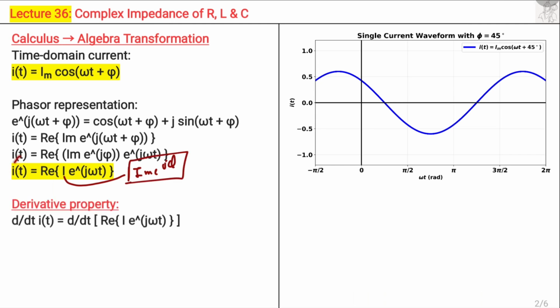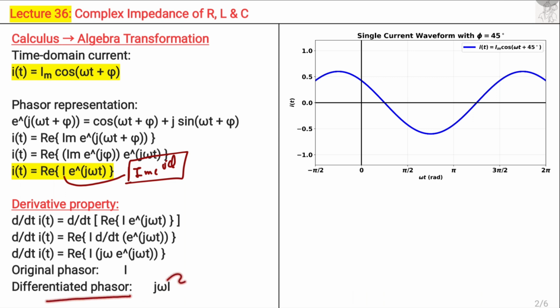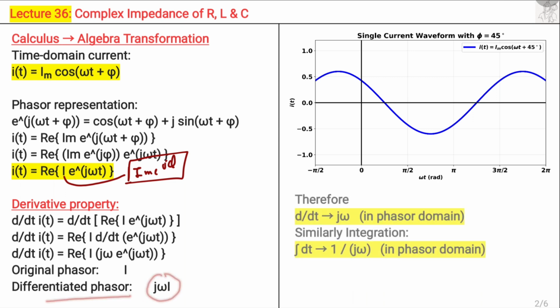Applying the derivative property to this current, we get d by dt of the real part of I e raised to power j omega t. I is constant, so it comes out. d by dt of e raised to power j omega t is simply j omega e raised to power j omega t. So the original phasor I, after differentiation, becomes I into j omega. Therefore the differentiated phasor becomes j omega into I. So d by dt results in j omega in phasor domain, and similarly you can obtain for integration, that is integration of dt becomes 1 by j omega in phasor domain.